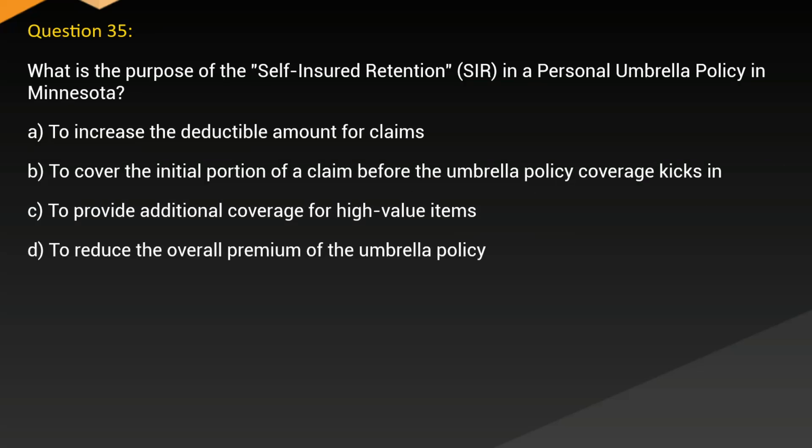Question 35. What is the purpose of the self-insured retention, sir, in a personal umbrella policy in Minnesota? A. To increase the deductible amount for claims. B. To cover the initial portion of a claim before the umbrella policy coverage kicks in. C. To provide additional coverage for high-value items. D. To reduce the overall premium of the umbrella policy.